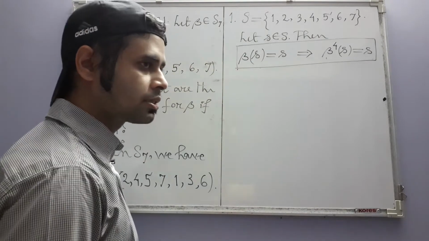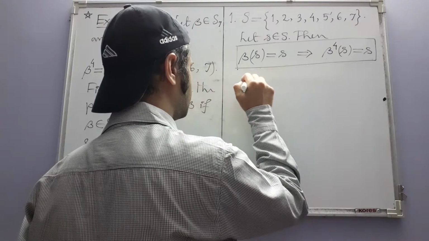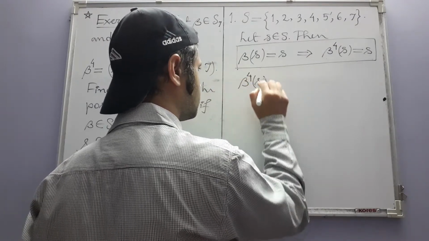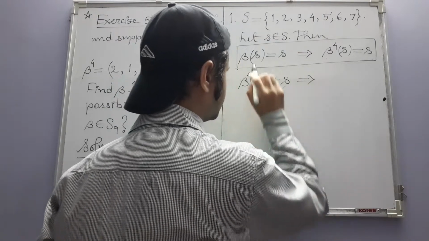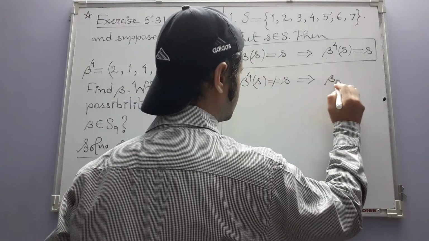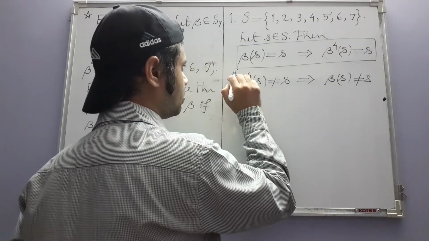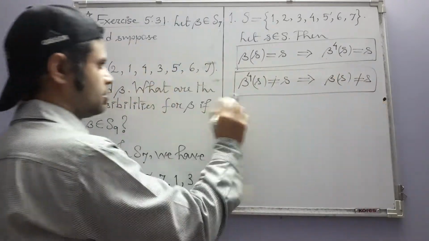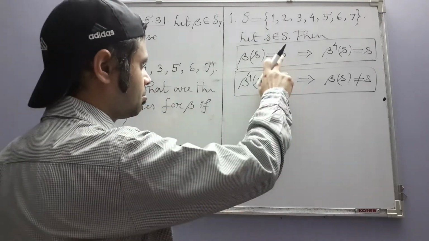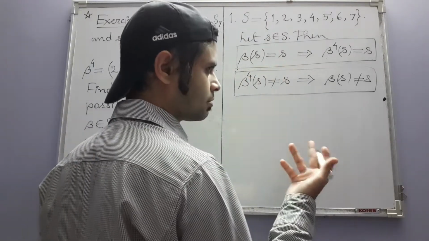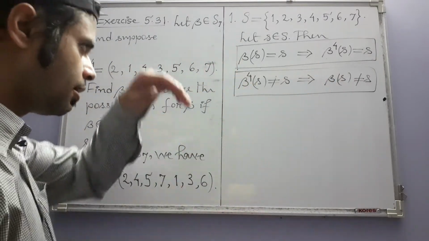So its contrapositive will also be true, which is the negation of the conclusion implying the negation of the hypothesis. This is the contrapositive of the implication above it. So this is just another way of saying the same thing.